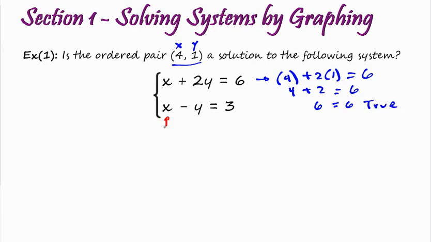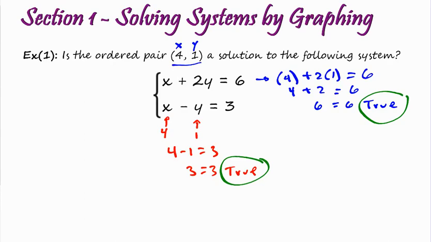If we plug in 4 for x in the second equation and 1 for y in the second equation, we get 4 minus 1 equals 3, which becomes 3 equals 3, which is true. Since the ordered pair created true statements for both equations, this is indeed a solution to the linear system.